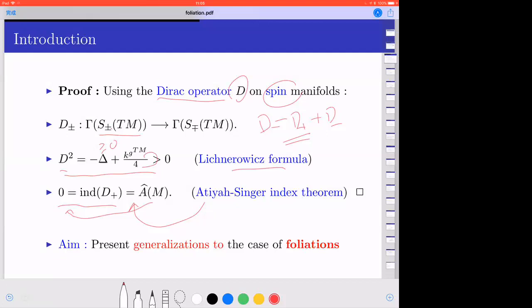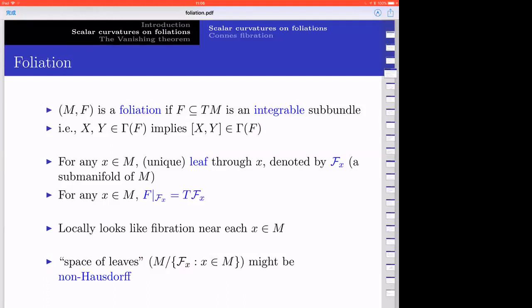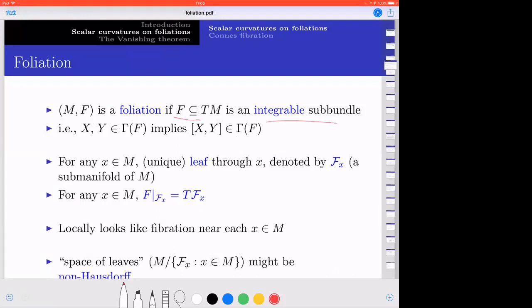So the aim of this talk is to present broad generalizations of this theorem to the case of foliations. And foliations have already appeared in the previous talk by Hagmati. So for completeness, I just recall the basic definition. By a foliation, we mean a manifold M and F an integrable subbundle of the tangent bundle, so that for any two sections of this subbundle, the Lie bracket is still a section of this integrable bundle.